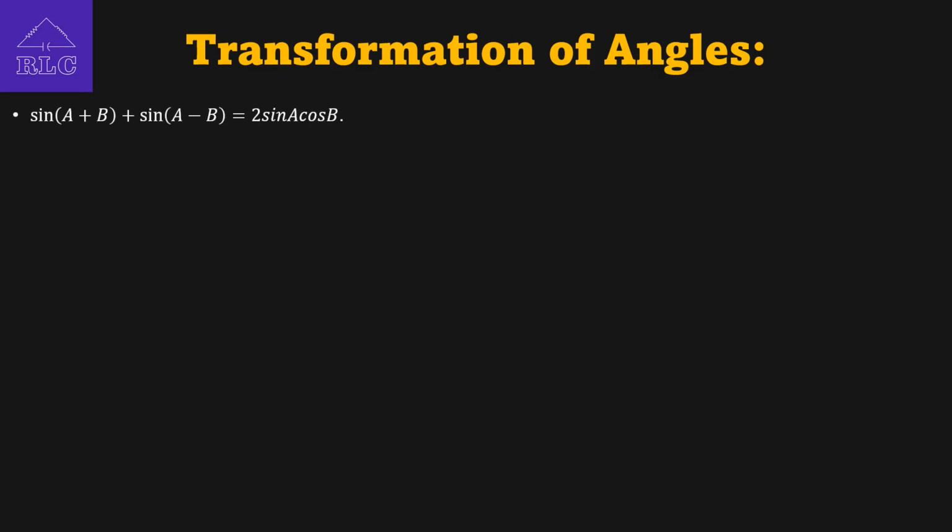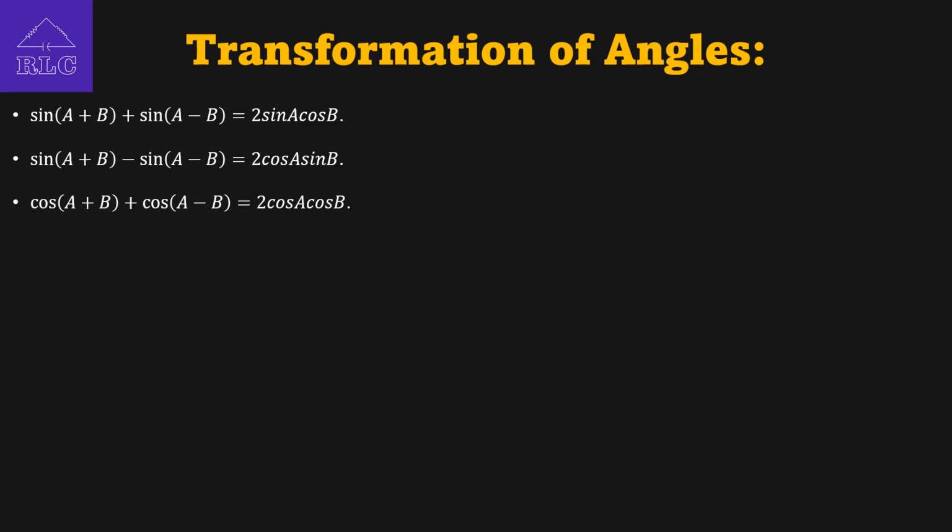Let us see sin(A+B) + sin(A−B) = 2 sin A cos B. Similarly, sin(A+B) − sin(A−B) = 2 cos A sin B. Similarly, cos(A+B) + cos(A−B) = 2 cos A cos B. And cos(A+B) − cos(A−B) = −2 sin A sin B.